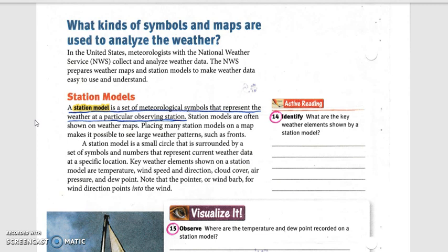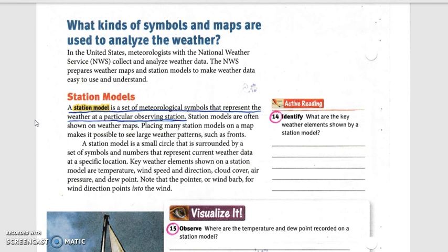Let's talk about station models. A station model is a set of meteorological symbols that represent the weather at a particular observing station. All right? Station models are often shown on weather maps, but they're not shown on the type of weather maps that the general public sees. They're shown on the weather maps that are more detailed that meteorologists, for instance, would look at.